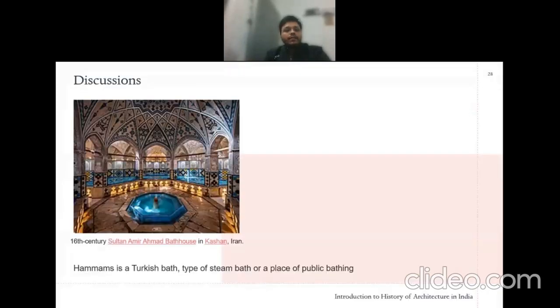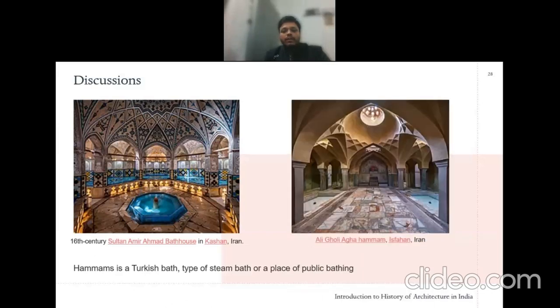So these are some of the other examples of hammams. Like this is the Sultan Amir Ahmad Bath House in Kashan in Iran. This is of the 16th century. Okay, so this is another hammam, Ali Gholi Agha Hammam of Isfahan of Iran again. So hammam is a Turkish bath, a type of steam bath or a place of public bathing.